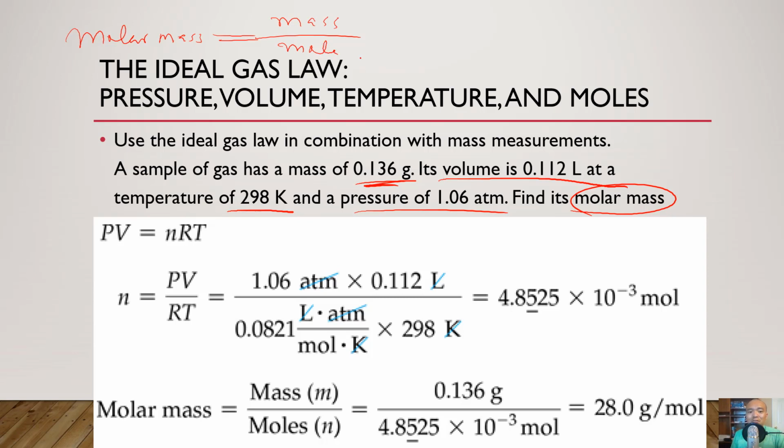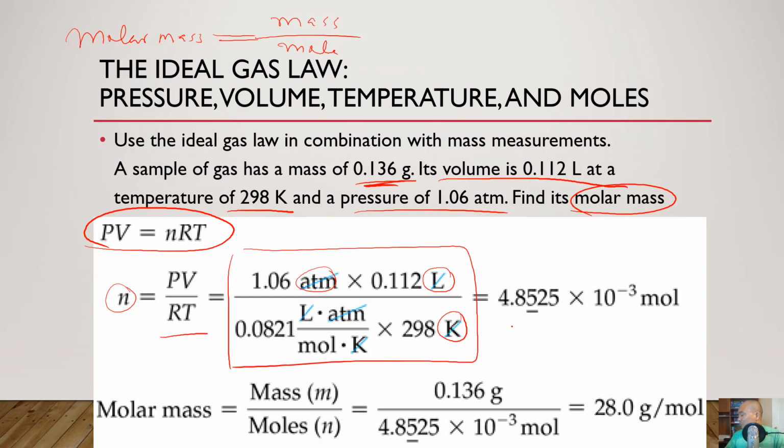Remember, moles can be found using the ideal gas law, because in PV = nRT, n is PV over RT. Please make sure when you solve this problem, you use the correct units. Again, in this example, all units are correct. If not, you must convert the pressure to atm, the volume to liters, and the temperature to Kelvin. So we substitute the numbers in and calculate, and we find the moles. After we have the moles, mass divided by moles is the very definition of molar mass. So we find the molar mass is 28.0 grams per mole.